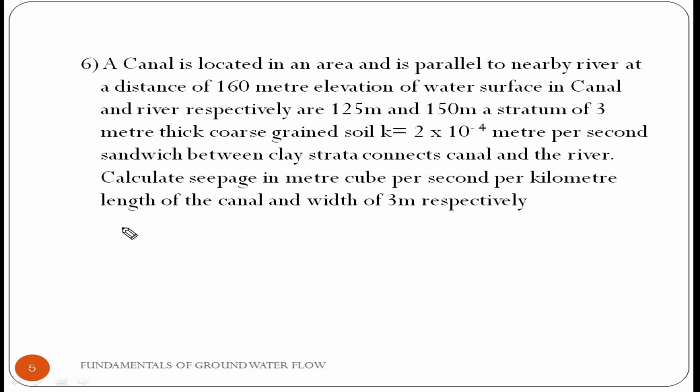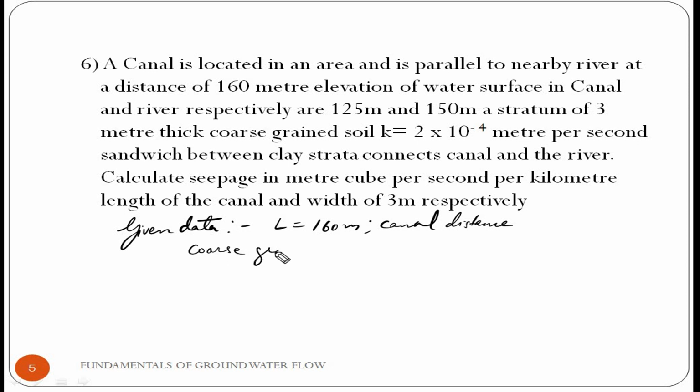So here the given data: the length is 160 meter canal distance, then a coarse grain layer thickness, that is D equal to 3 meter, and K is also given as 2 into 10 to the power of minus 4 meter per second.